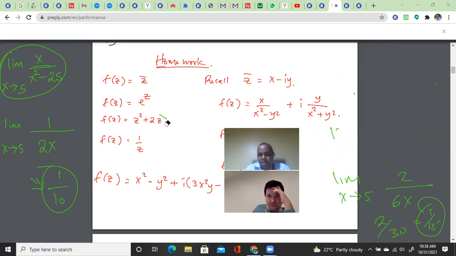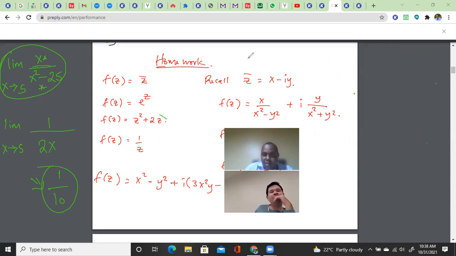You see the first problem that I gave you, limit as X approaches 5, X over X squared minus 25, right? You did the derivative of the top and the derivative of the bottom to find this. But if I ask you to find the derivative d dx of X over X squared minus 25, you will not do this. You will use a formula.